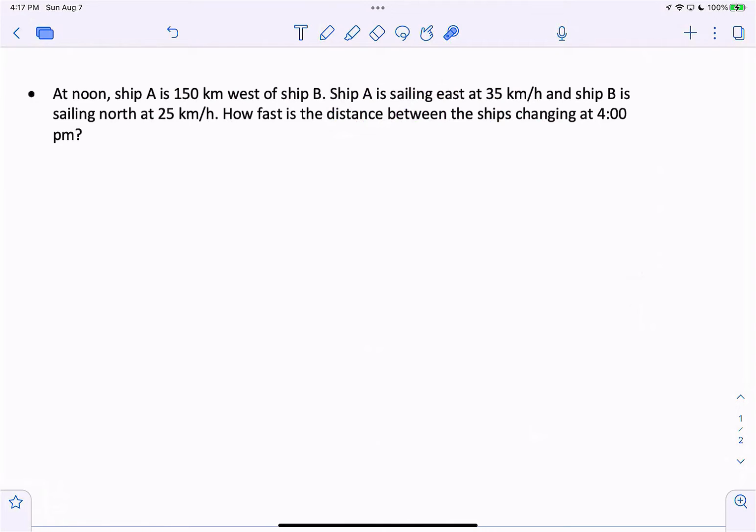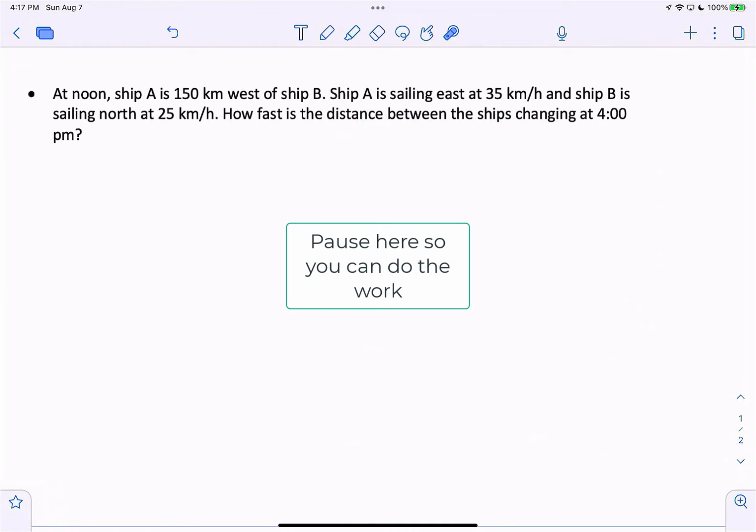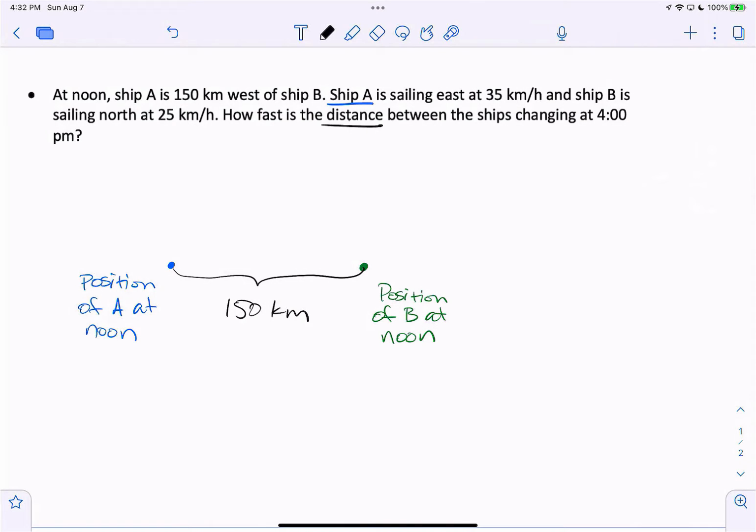I want you to take a minute to see if you can draw a picture of this situation and identify the distance, the distance between the ships that we're talking about. Come back when we're done, or when you're done. I'm going to go ahead and develop this with you.